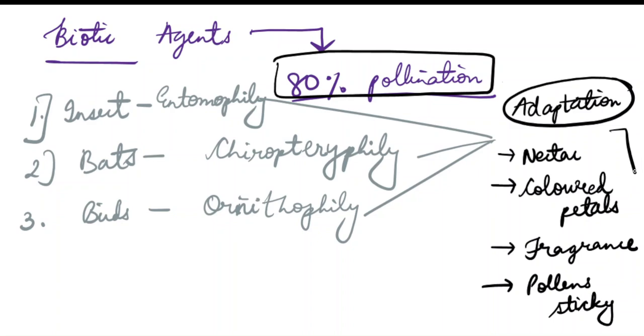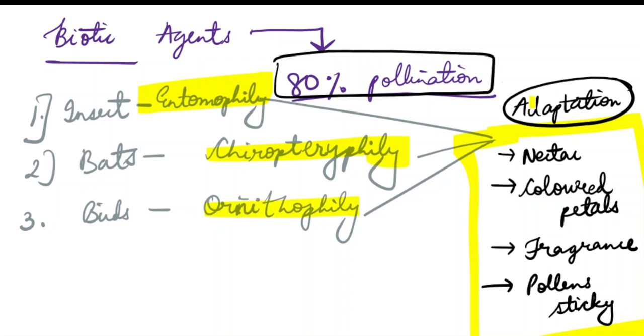With the biotic agent types, this is a very common thing you will see. So you can note these as common points. Now each type has its own specific adaptations. These are the adaptations of flowers.